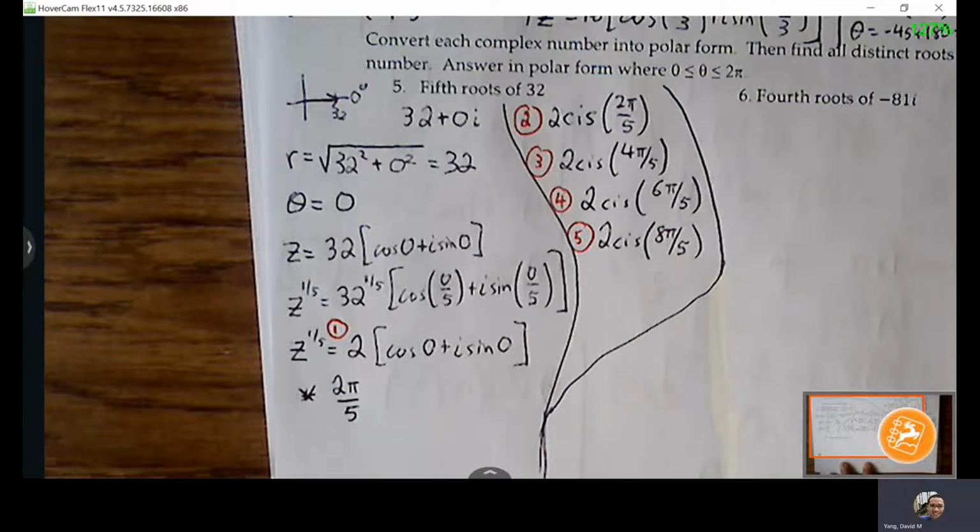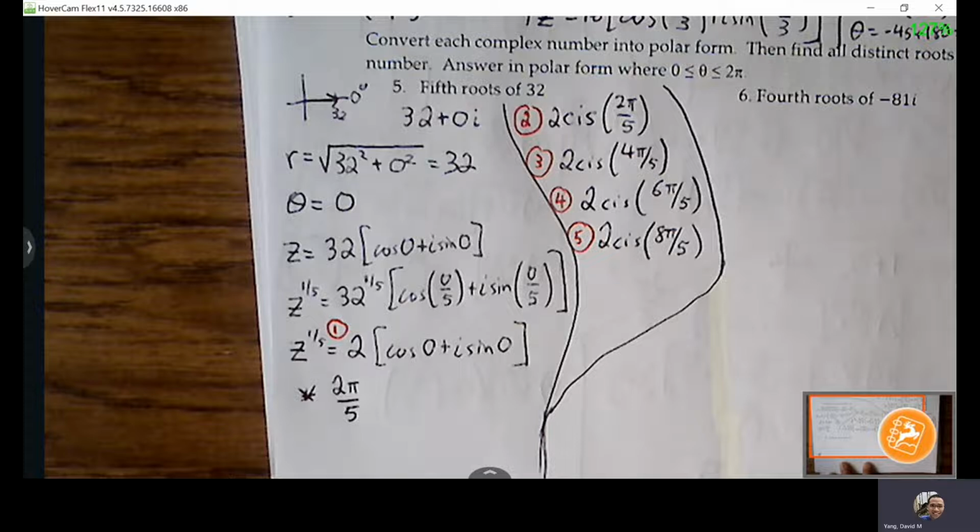I'm confused where 2 pi came from. Right, so 2 pi indicates the full circle. So basically, all your solutions are going to be equally spaced around the circle because we have 5 solutions, okay? Because we're looking for the fifth root. So the formula is going to be 2 pi over n, or 360 over n.